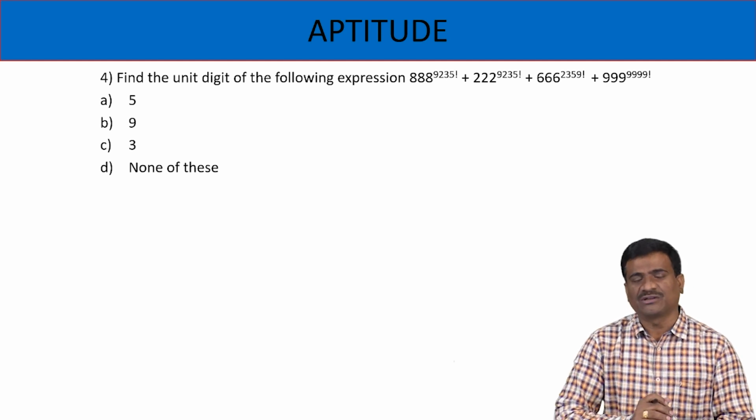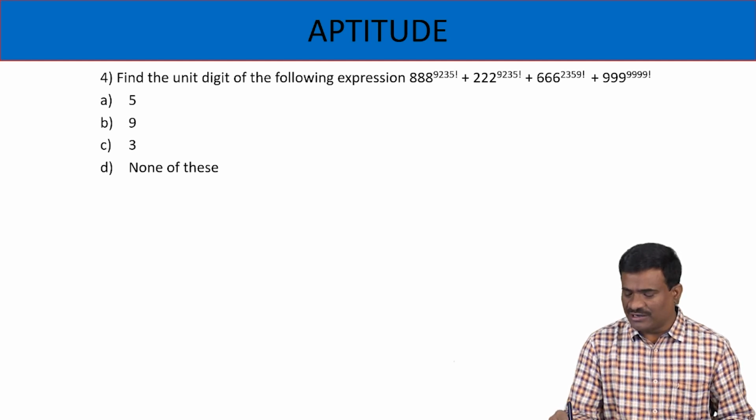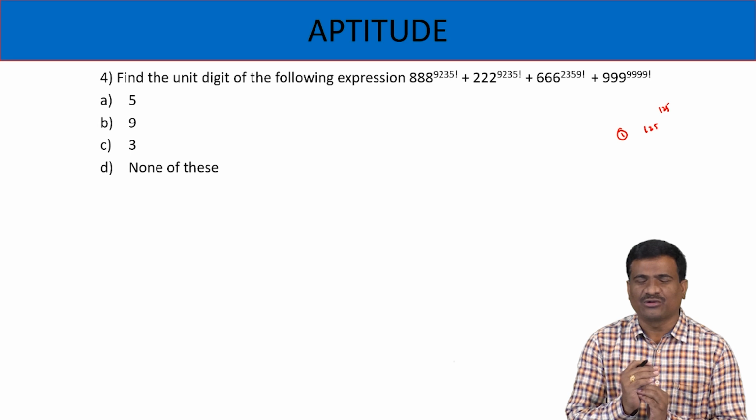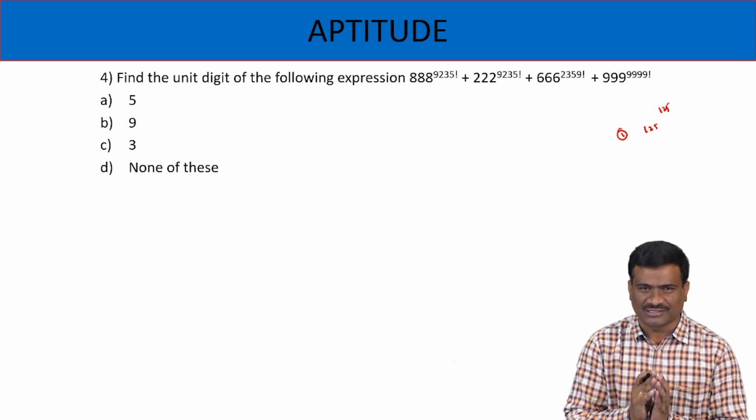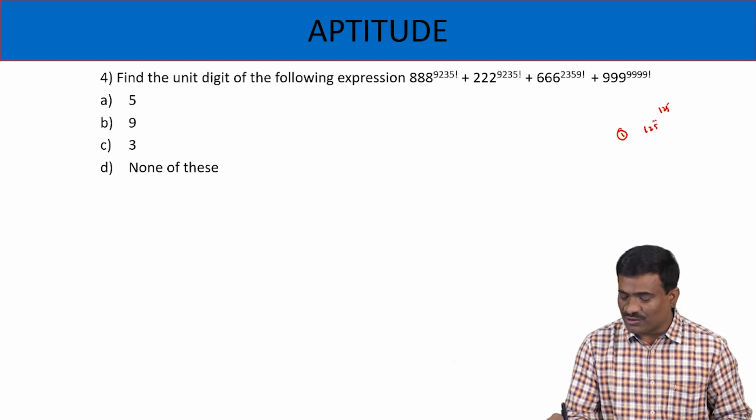Unit digit concept method. Example: find the last digit of 125 whole to the power of 125. Here calculate only the unit digit, but not the tens digit and hundreds digit. In 125 calculate only the unit digit. In 125 the unit digit is equal to 5.